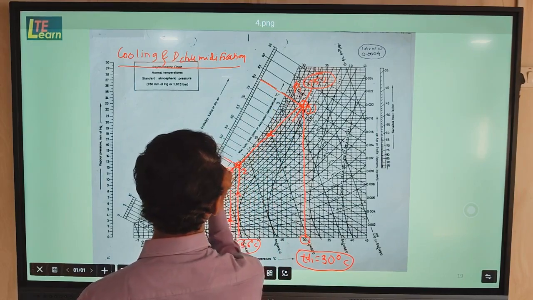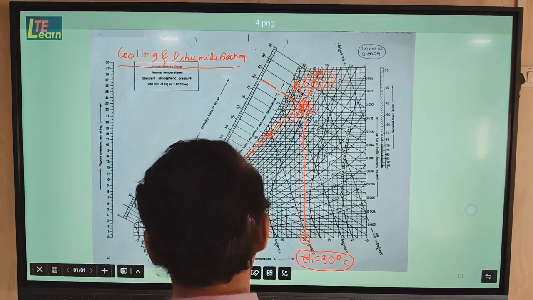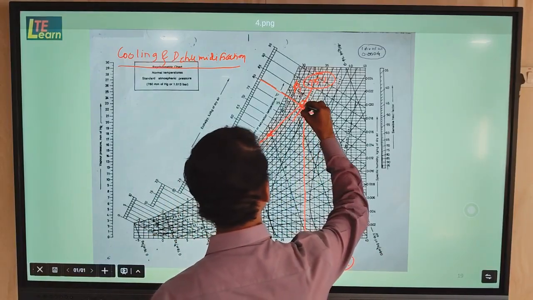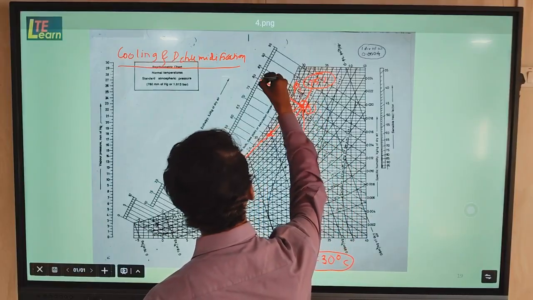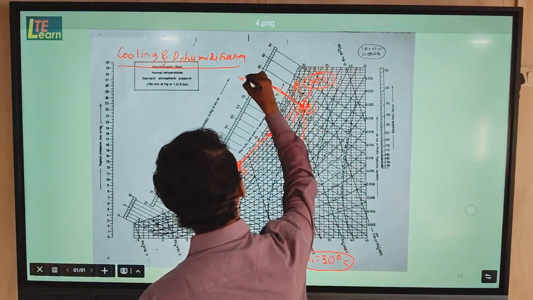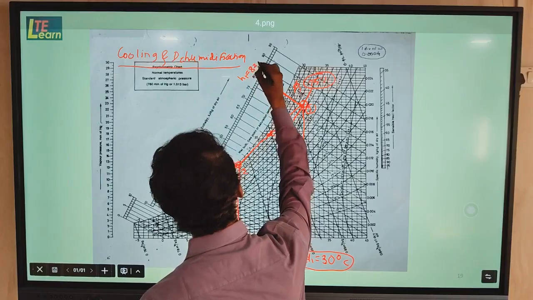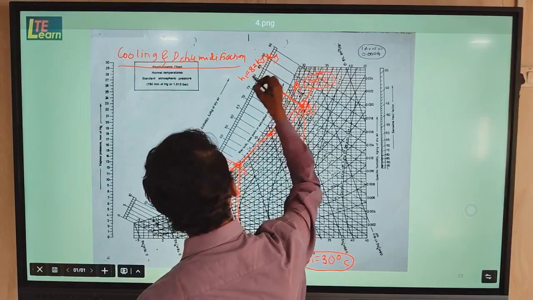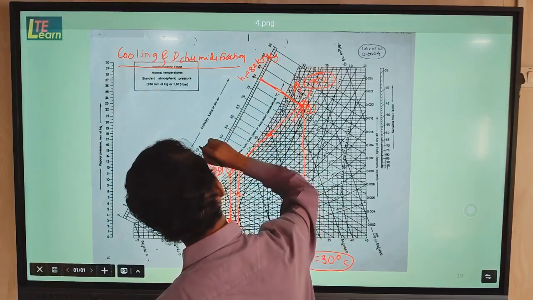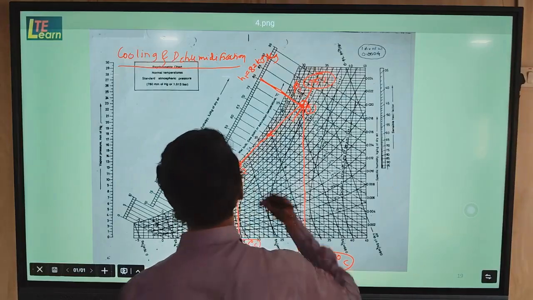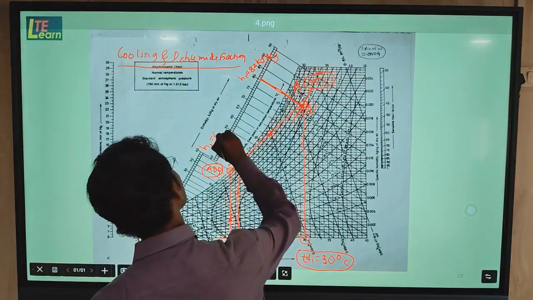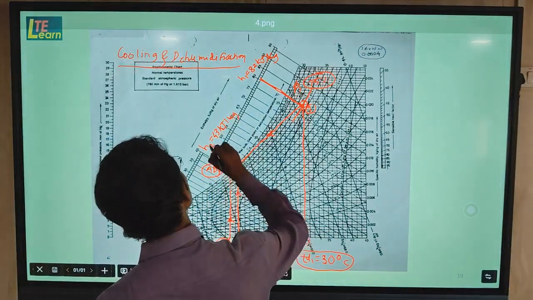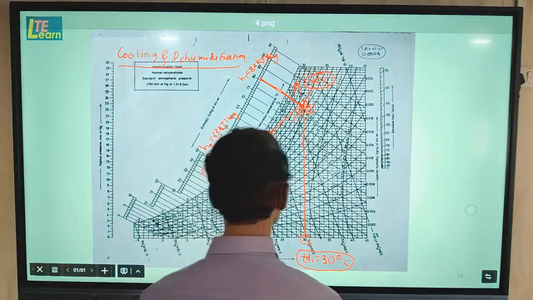If you project in the upward direction on the enthalpy scale, then here H1 enthalpy, you will find 82 kilojoule per kg, and this H2 enthalpy we find 43 kilojoule per kg. So we got these two enthalpies.